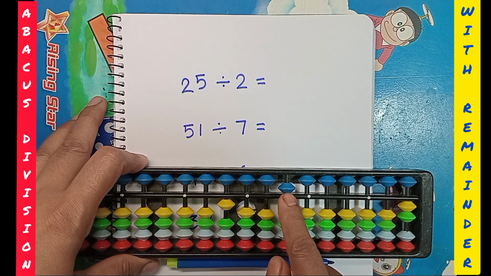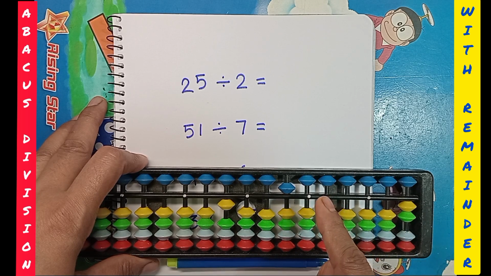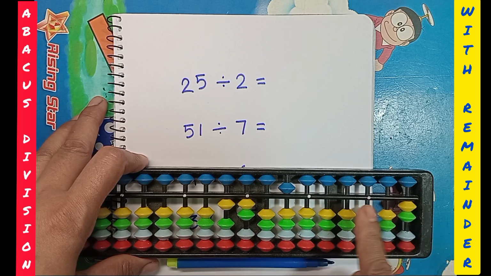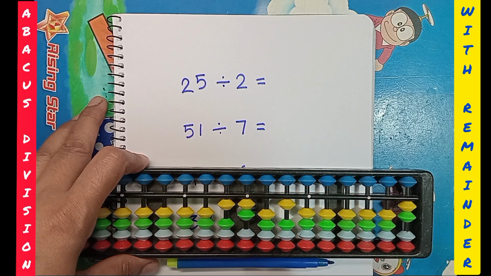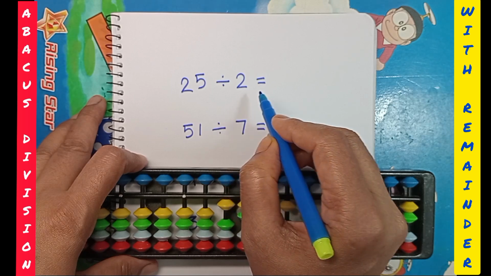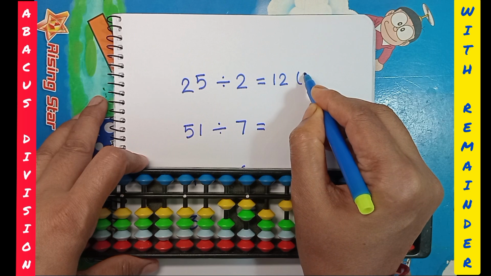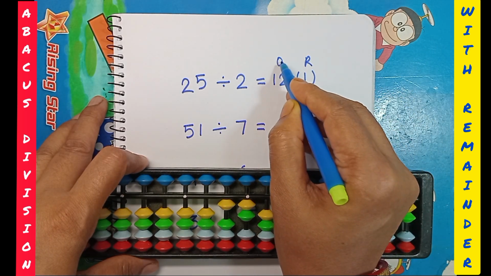5 is left. 5 is not divisible by 2, but we can get the nearest answer. 2 times 2, 4. Jump one rod and place the answer here. 2 times 2, 4. We need to less 4 from here. Less a 5, add a 1 to less 4. Quotient is 12 and the remainder is 1. We will write the answer this way. 25 divided by 2 is equal to 12, within bracket 1. This is the quotient and that is the remainder.